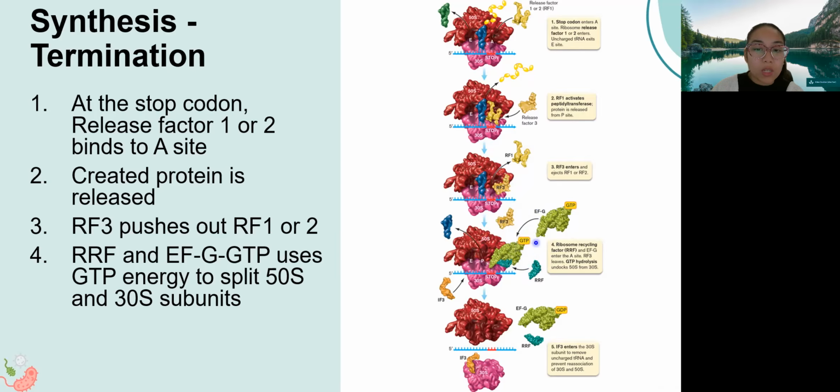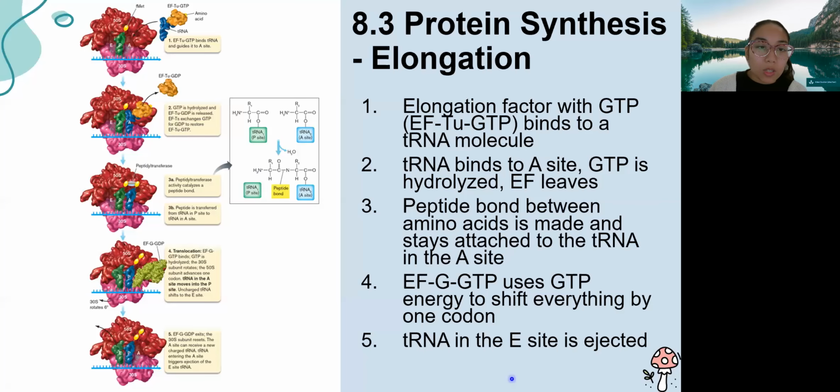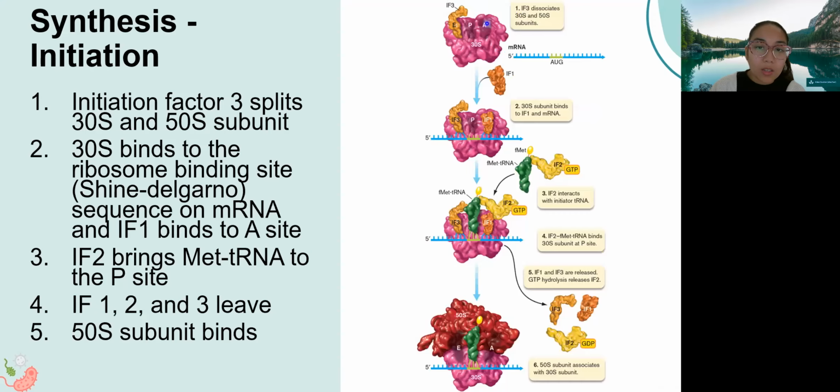It's brought a GTP, and the whole point of GTP is to bring energy, right? And when this GTP is cleaved, the energy is released, and it causes the 50S and the 30S subunit to fall off, pushes them off of each other. And then IF3, do you remember IF3 from the very beginning? That's the initiation factor 3. It comes in, binds to the 30S subunit, and we're now reset. And so now this looks exactly like it did 3 slides ago. So let's go back. So now we're back here.